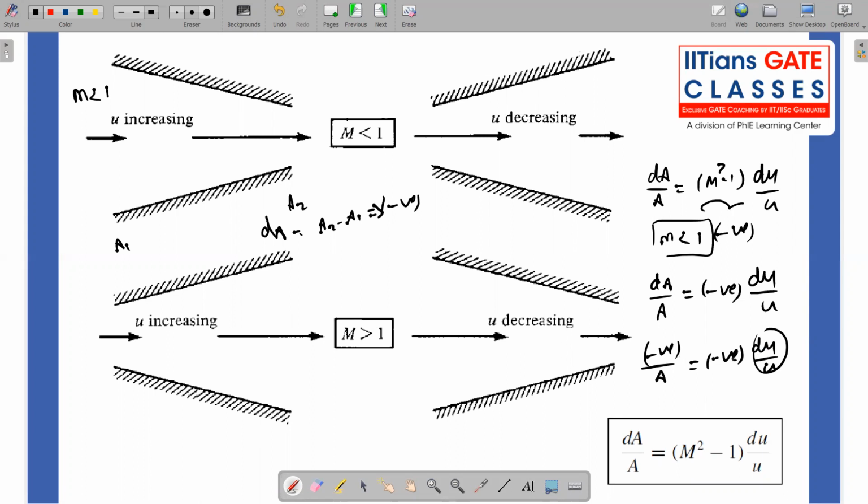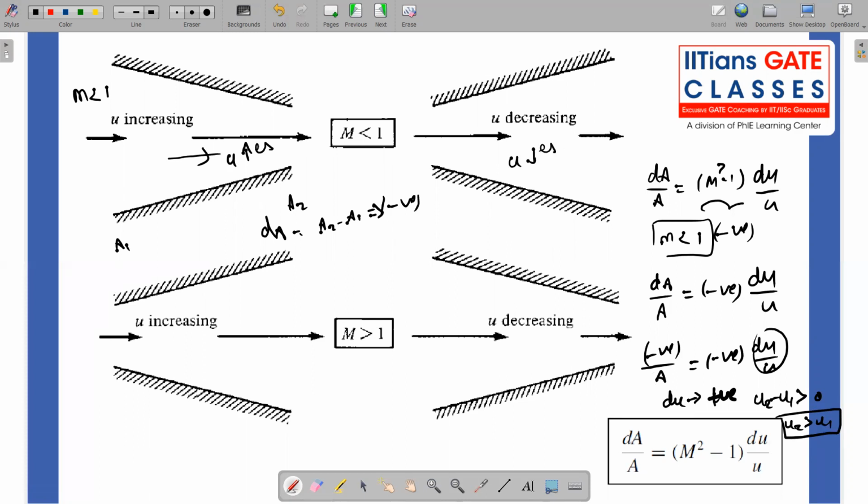It is not a valid condition, right? So to make this negative, du has to be positive. That means u2 minus u1 has to be greater than 0, or u2 has to be greater than u1. So for a subsonic case, in a converging duct, the flow accelerates. So u, or velocity, increases. Similarly, if it sees a diverging duct, then u decreases.